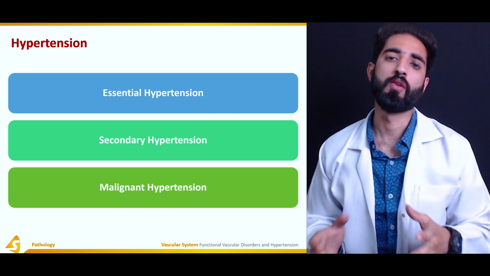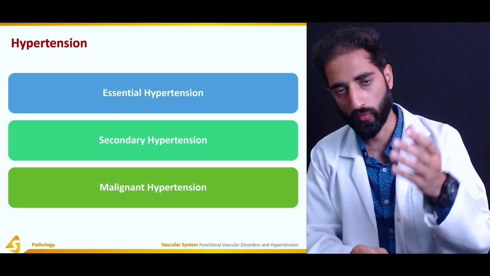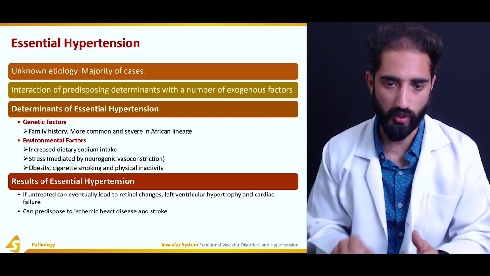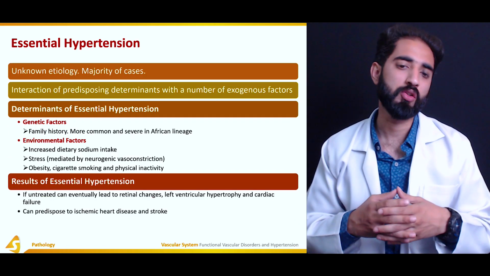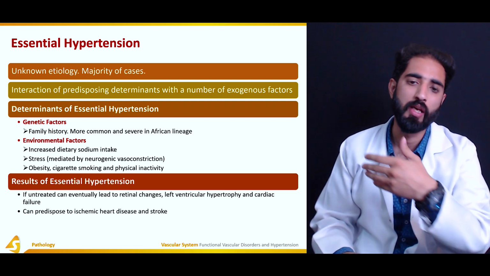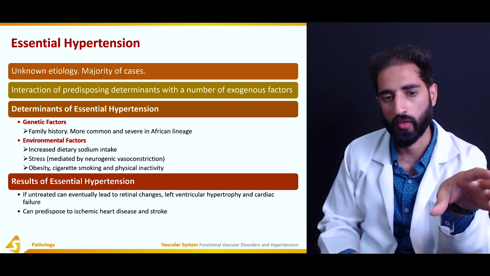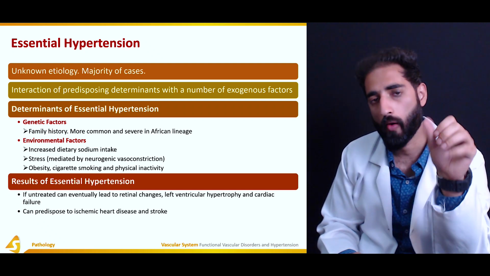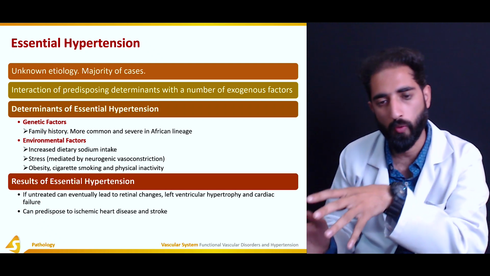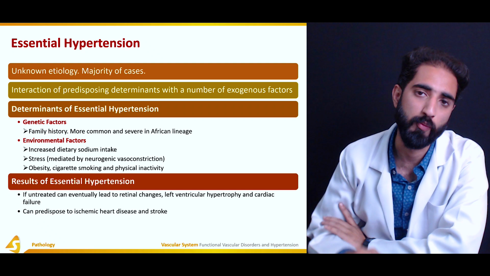So it can be either essential hypertension, secondary hypertension, or malignant hypertension. So we need to see what these terms actually are. So essential hypertension is actually not because of any known cause. So it has an unknown etiology, and it is the type of hypertension which is present in the majority of the cases. However, there's an interaction with the predisposing determinants and risk factors, and also with a number of exogenous factors as well.